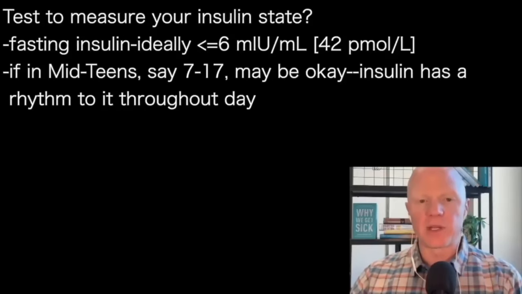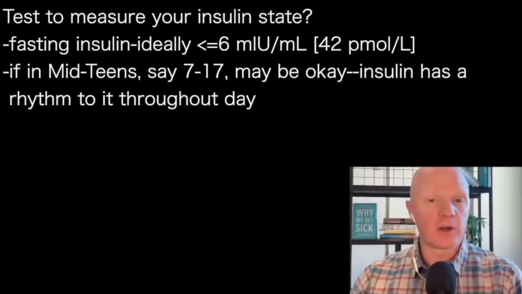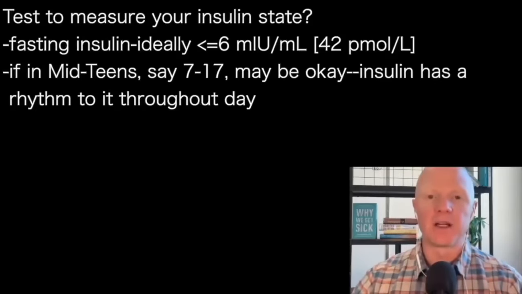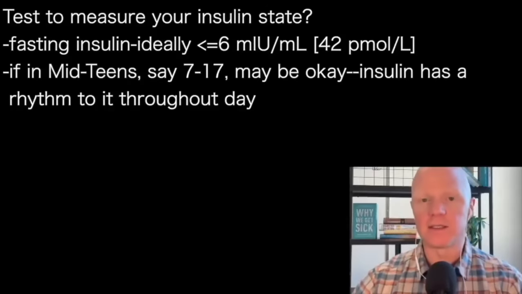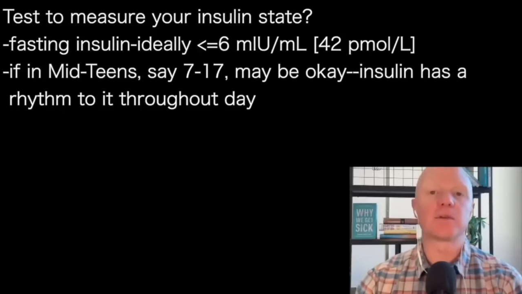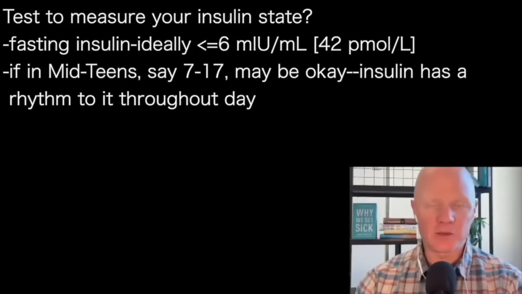Now, that brings us back to measuring: what are the actual tests we can use to determine your insulin resistance state? One of them is fasting insulin. Insulin is a marker of insulin resistance. Ideally, that number is less than 6 in a fasted state. So if you're doing a 12-ish hour fast, you would love for that number to be 6 microunits per mil.